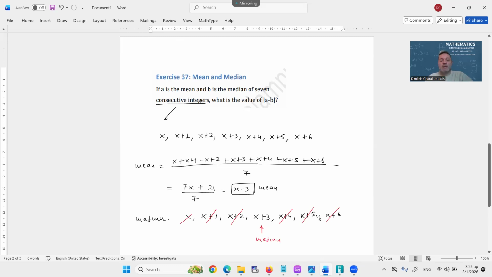And this means that A, which was the mean, is x plus 3, but B, which was the median, is also x plus 3. So obviously, A minus B is 0, and obviously the absolute value of 0 is 0 as well. 0, therefore, is the value we were looking for.